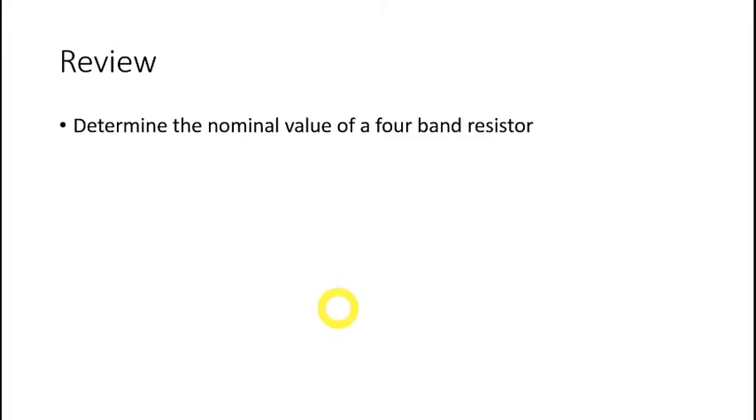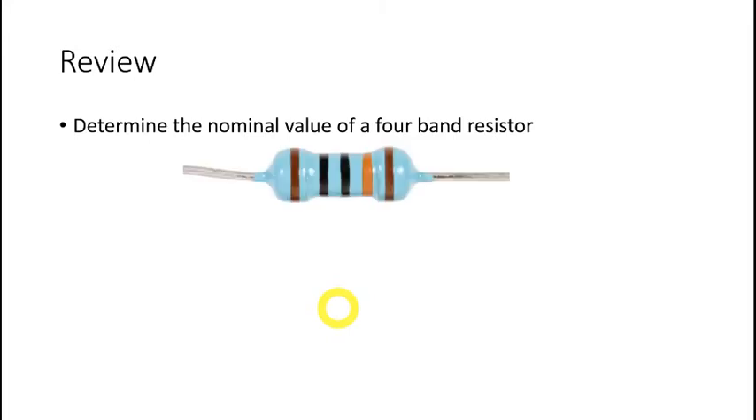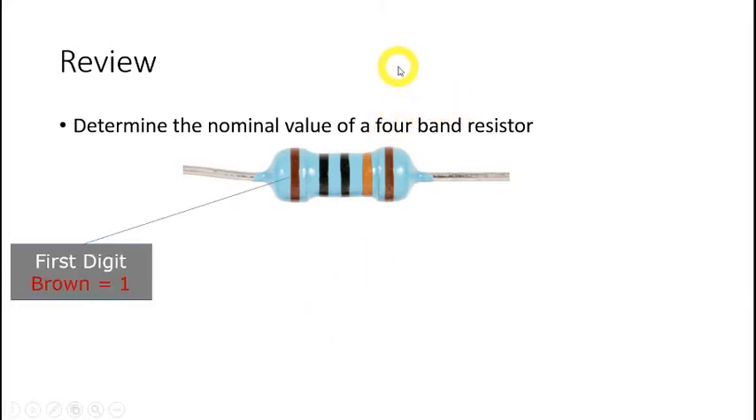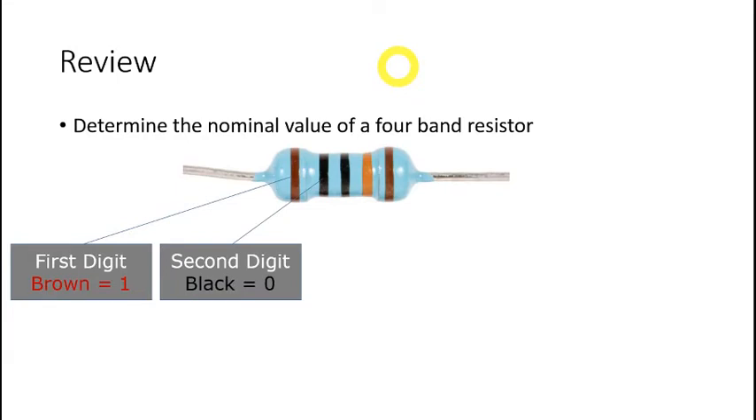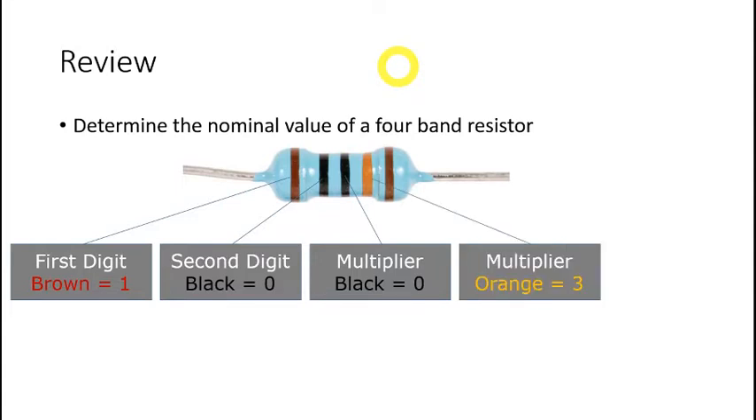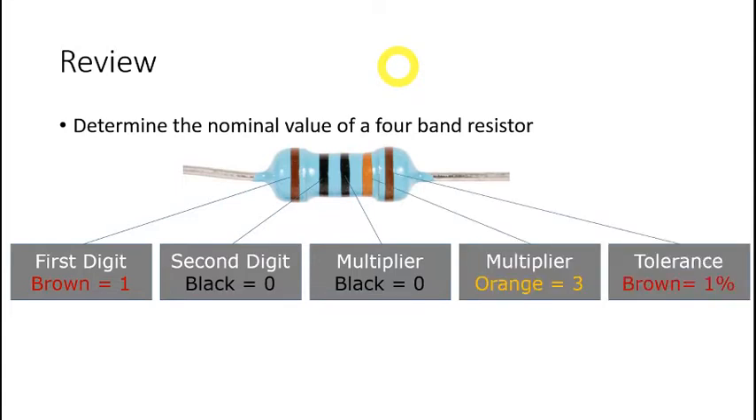Let's determine the value of a 5-band resistor. This is actually a typo. That should say 5-band resistor there. The first digit is brown, so that is 1. The second digit is black, which is 0. Third digit is black, which is going to be another 0. So that's going to break down to a 100. And then our multiplier is going to be 3. And the tolerance band, again, is brown.